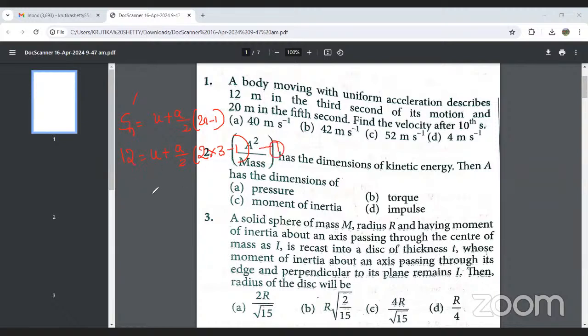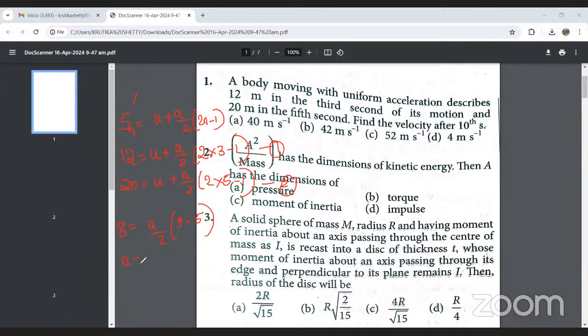The second equation is for the 20 meter, which is equal to U plus A divided by 2 into (2 into the time, 5, minus 1). This is our equation 2. If I subtract equation 1 from equation 2, 20 minus 12 is 8, which is equal to, U gets cancelled, A by 2 into bracket: 2 3s are 6, 6 minus 1 is 5, and 5 2s are 10, 10 minus 1 is 9. Therefore it is 9 minus 5.